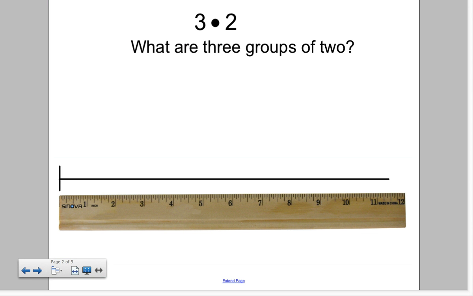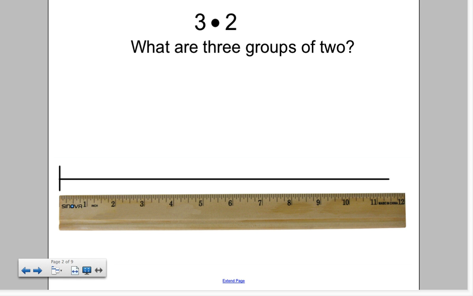The first one is 3 times 2. Now, multiplication is thought of in a couple of different ways. One way that people think about multiplication is through repeated addition, repeating the same number over and over with addition. The other way to think about multiplication is making groups. In this example, 3 times 2 is asking what are 3 groups of 2?